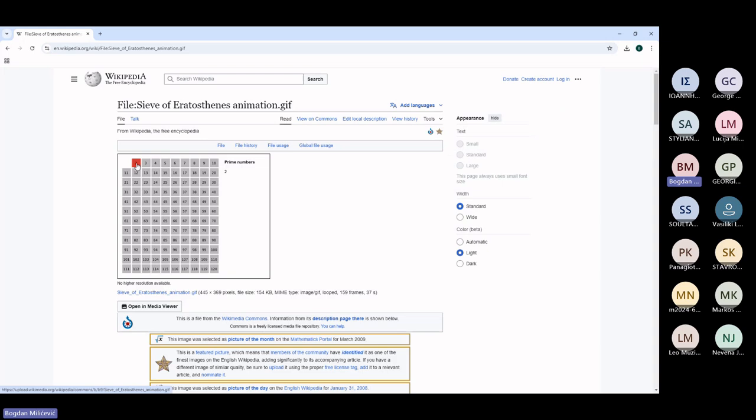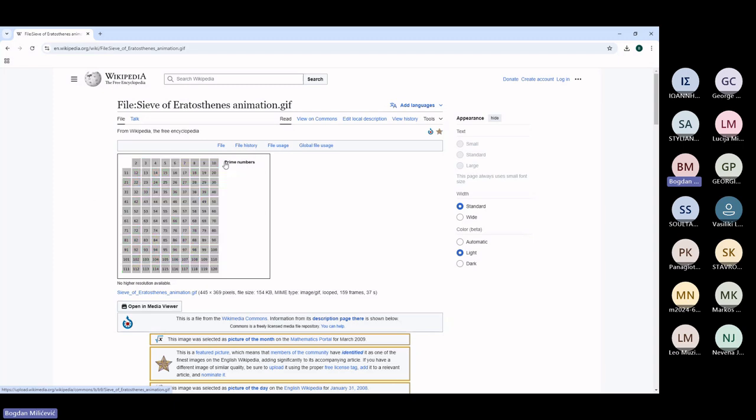So the first prime number is 2, and then it marks all the numbers that are divisible by 2 until the end of the list, so every second number. Then you find the next number that is not marked, and then you mark every third number. Then you find a number that is not marked, and then you delete every number that is divisible by 5. Then you find the next prime number, which is 7. Then you delete all the numbers that are divisible by 7, and so on.